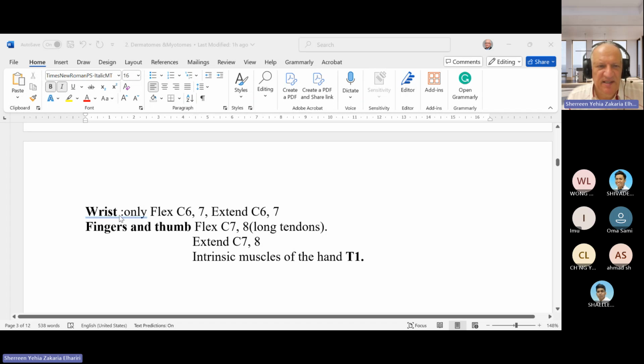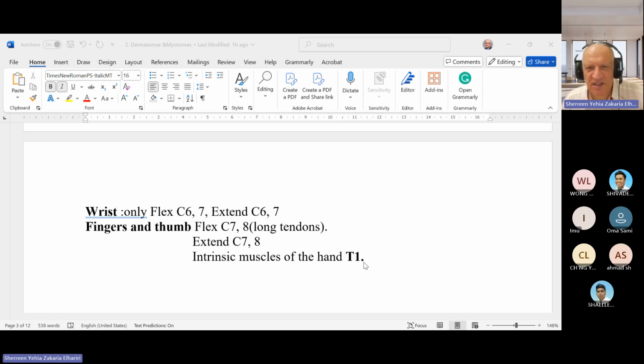At the wrist, flexion is C6, 7, extension C6, 7, so it is the same. For the fingers and thumb, flexion is C6 and 8, and extension 7 and 8, the same. The intrinsic muscles of the hand are T1, I think we have a question about this. So the intrinsic or small muscles of the hand are by T1.